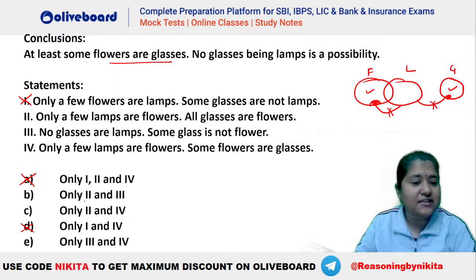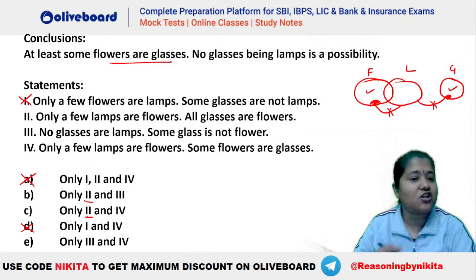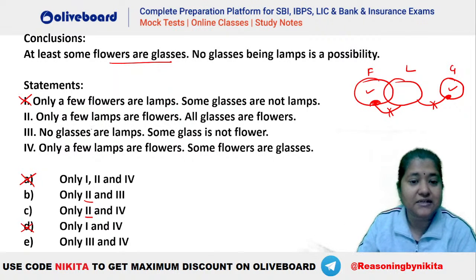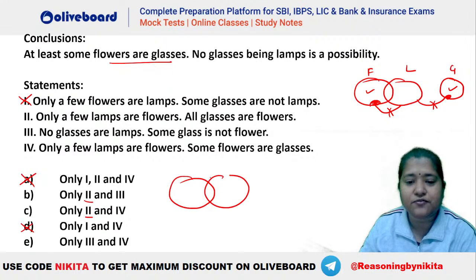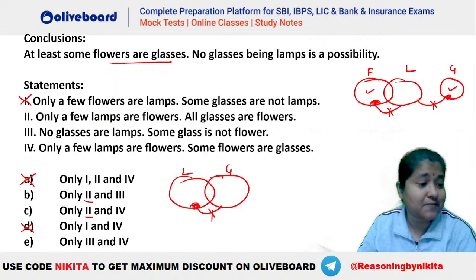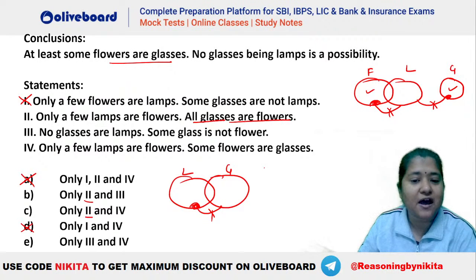Okay. So now let's check the second one. If the second is also eliminated, that is if the second is also not giving you the right answer, that means B and C will also be eliminated here. Let's try. So only a few lamps are glasses. Let's see, only a few lamps are glasses will be like this, right? So this is your only a few lamps are glasses, some plus some not. Then all glasses are flowers. So all glasses are flower will be like this. This is your all glasses are flower.